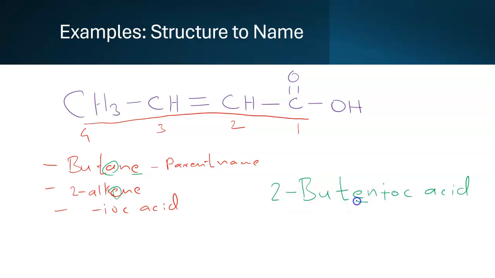Butenoic acid: E represents the double bond at carbon number 2, oic represents the carboxylic functional group, and 2 represents that this double bond is present at the second position. There is no need to write the position of a carboxylic acid, because it will always be at the first priority and always placed at the first position only. So there is no need to mention 1. So the name of this compound is 2-butenoic acid.